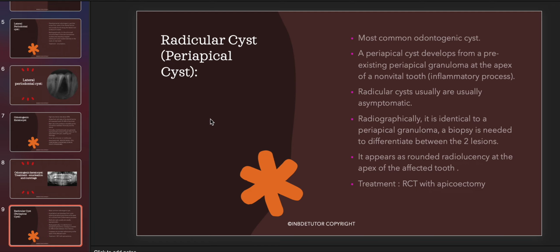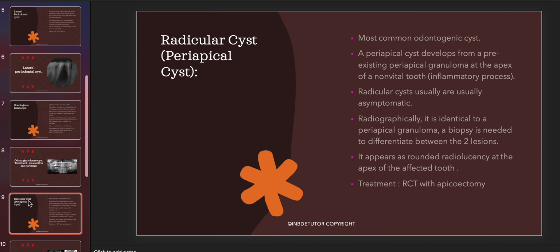It can be identical to a periapical granuloma. A biopsy is needed to differentiate between the two lesions. Again, it appears as a rounded radiolucency at the apex of the affected tooth. Histologically, you can even see Rushton bodies and cholesterol clefts, and treatment is RCT with apicoectomy.